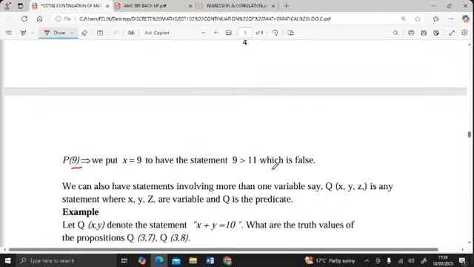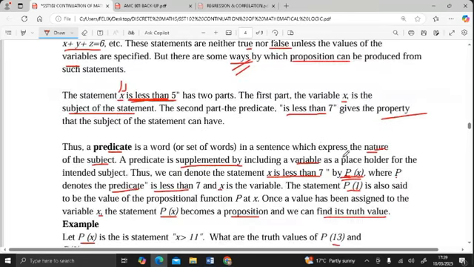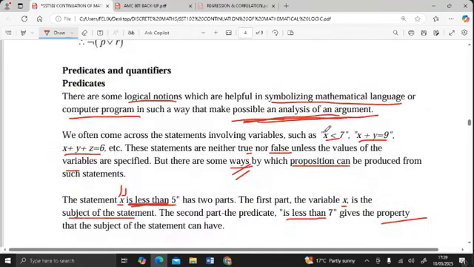Let's look at some examples here. Let P of x be the statement x is greater than 11. You are asked to determine the truth value of P of 13 and P of 9. Of course, P of 13, we substitute 13 here. 13 is greater than 11, and therefore that is true. 9 is greater than 11? No, that is false. And that is why we say that P of 9 is false.